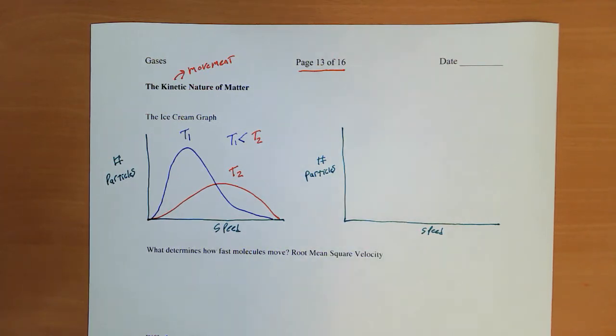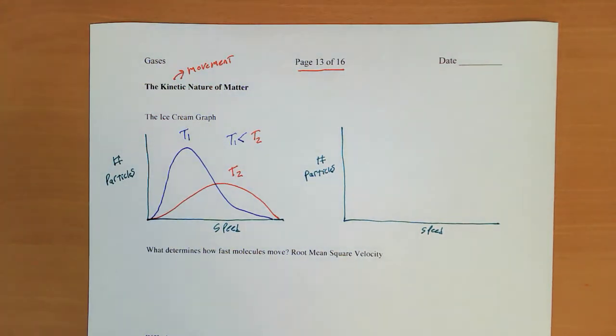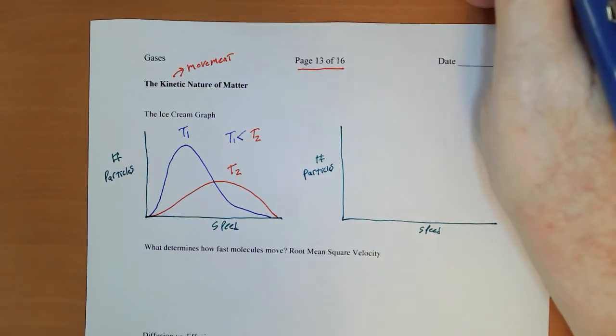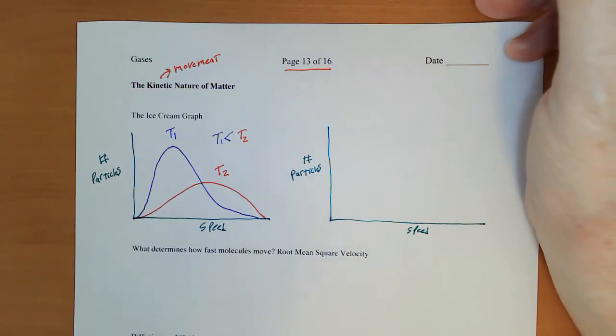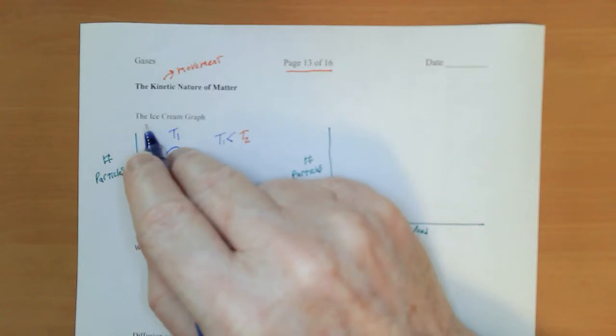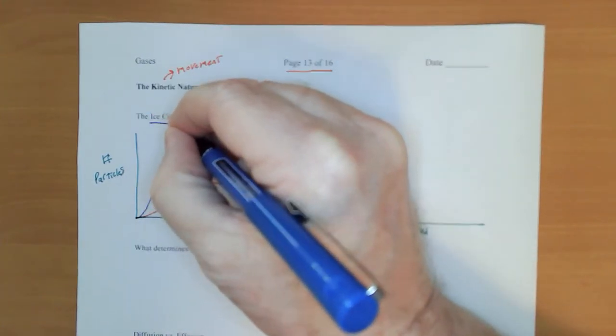But could there still be an individual particle that is outlying more than the others? Much slower, much faster? Yes, that can happen. I can't say what one particle is going to do, but what I can say is what a lot of them are going to do. And this is statistical mechanics, where we talk about how large numbers of particles behave rather than just one.